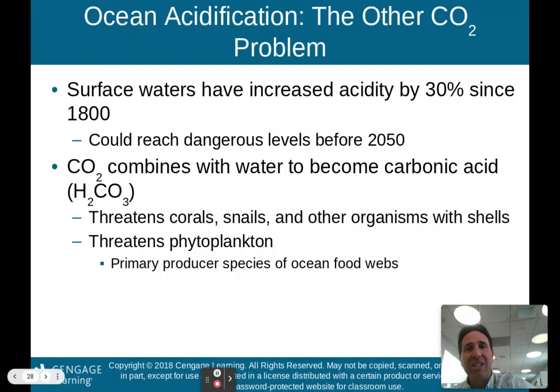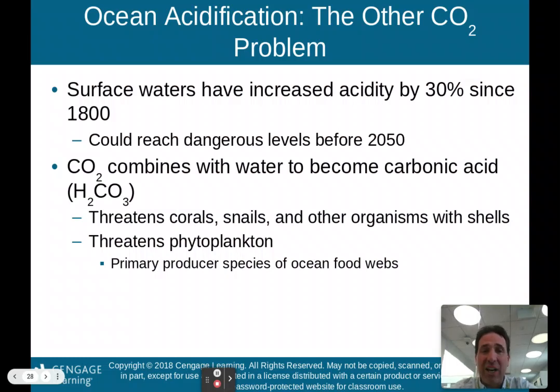Ocean acidification, the other carbon dioxide problem. Again, we spoke about it a little bit in a previous chapter. Surface waters have increased acidity by 30% since 1800, and could reach dangerous levels before 2050. Carbon dioxide combines with water to become carbonic acid, right? H2CO3. This carbonic acid threatens corals, snails, and other organisms with shells. It doesn't allow the shells to form, right? This is a big issue.